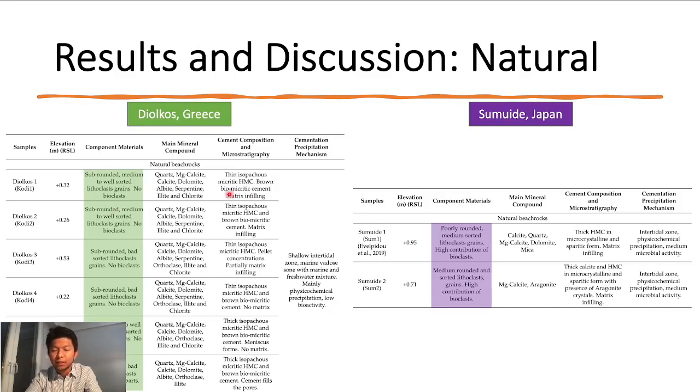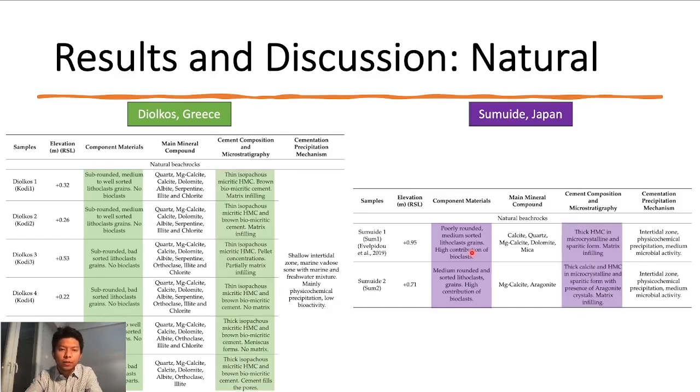For the case of Sumuide Beachrock, we have a sediment that is mostly derived from the local coral reef of Okinawa island. And thus, its texture is more uniformly sandy with a lot of fossilized skeleton parts of foraminifera and coral parts.